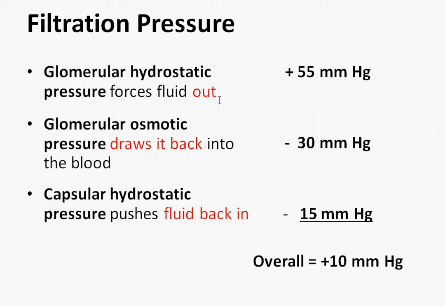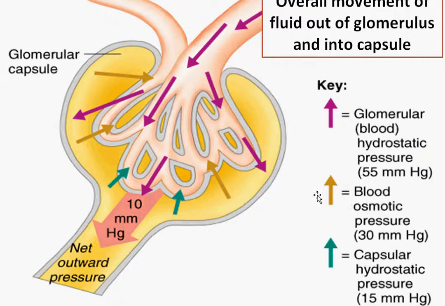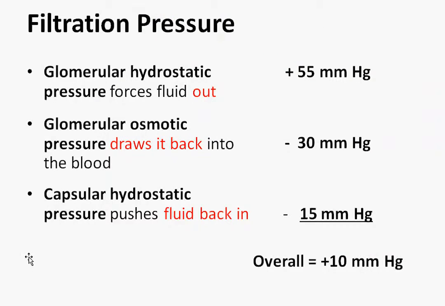Here's the overall math. The total out, which is the glomerular hydrostatic pressure, minus the pressure that is being pushed back on the glomerulus. These 2 guys here, the osmotic pressure and the capsular hydrostatic pressure, are going to create that overall pressure out of the glomerulus to the nephron.